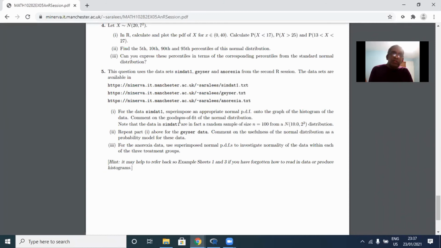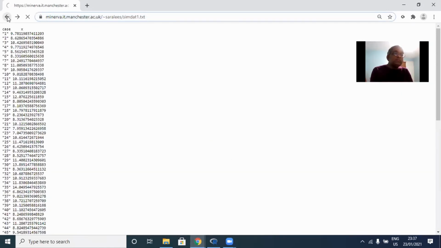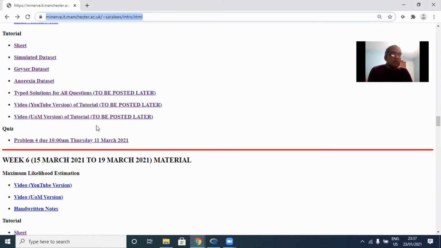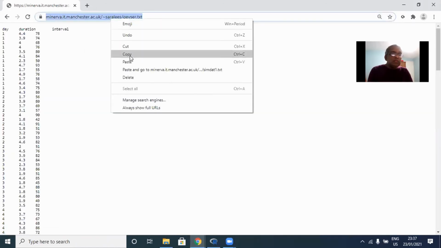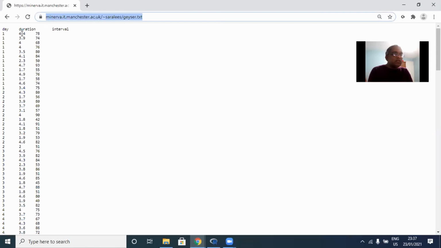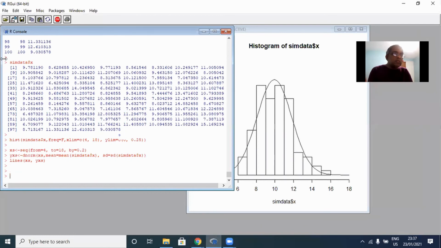The second part is to repeat the same thing for the Geyser data. The Geyser data is something we looked at earlier, so let's go back to the website. Here we are, this is the Geyser data. It has 3 columns, but the column that we are interested in is the duration column, the duration of the eruption. So copy the URL and paste it here.